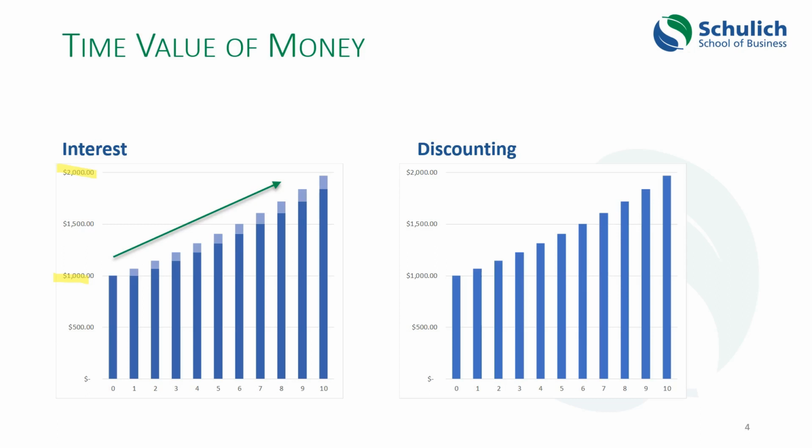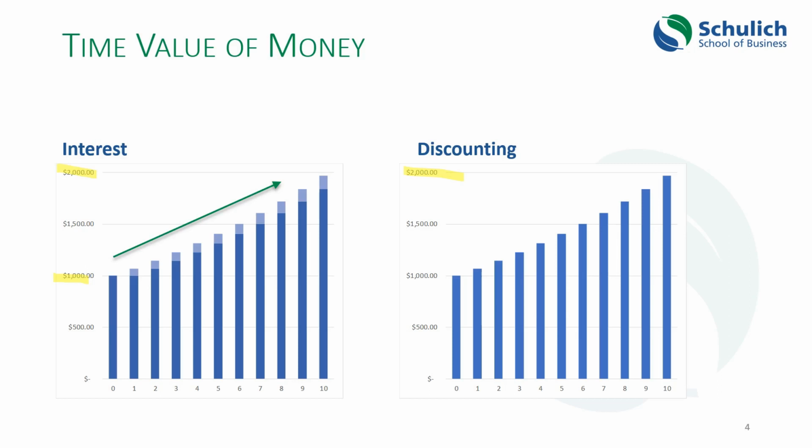And discounting is just the opposite situation. Imagine that you had to make a payment of $2,000 in the future. What is the value of that today? So 10 years from now, if you had to make a payment of $2,000, you'd have lots of opportunities to save up for that. So it's not the same as having to pay $2,000 today. How do you calculate that value?